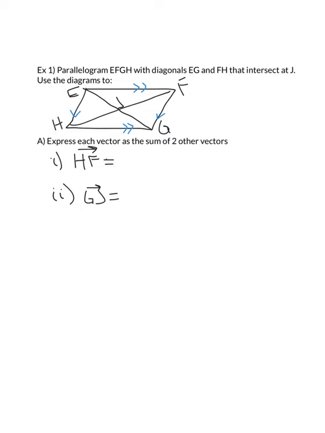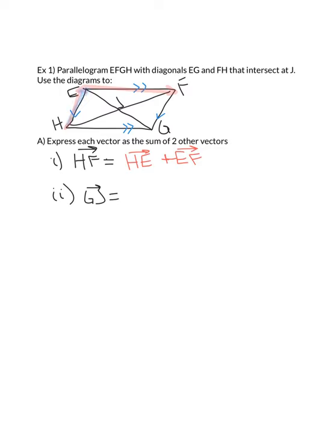So the first one is HF. So the first thing that I'm going to do, and I'll just use a highlighter here, I'm going to say HE plus EF as my first answer. So vector HE plus EF. You could have also said HG plus GF or HE plus HG. I'll just highlight that one in blue there, I guess.